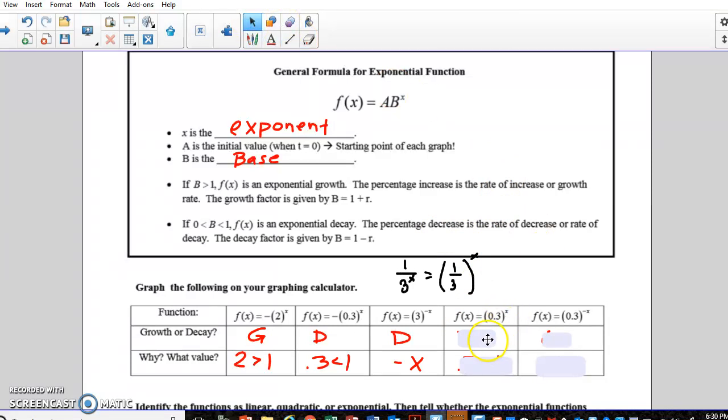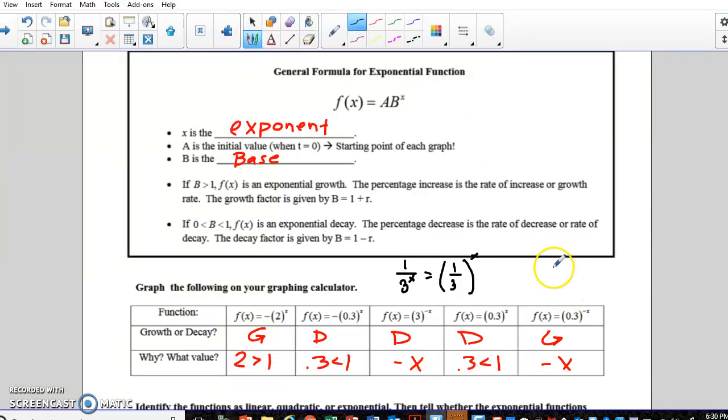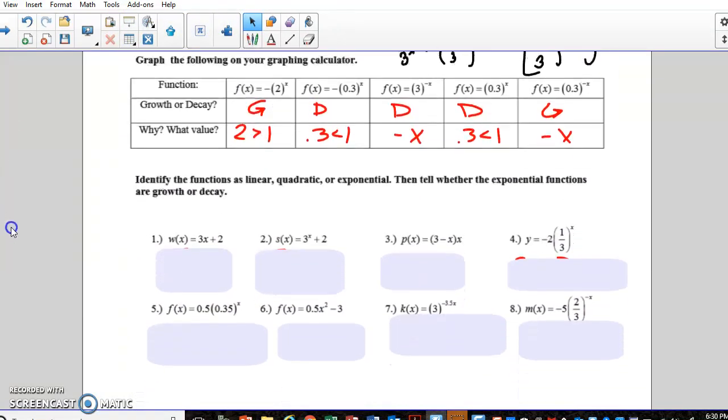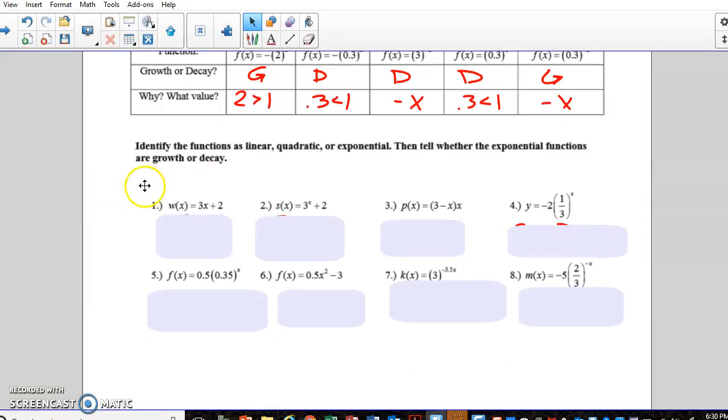So 0.3 to the x, this should be pretty obvious now. It's decay. 0.3 is less than 1. And here we have 0.3 to the negative x. Ooh, think about this one carefully. It is growth because of that negative x again. So here I have 1/3 to the negative x, and when I have that, I would actually flip it, and it would become 3 to the x. Interesting, right? Okay, moving on. That's defining whether we have growth or decay. Alright, down here you have 8 practice problems that are going to be going through identifying functions as linear, quadratic, or exponential.